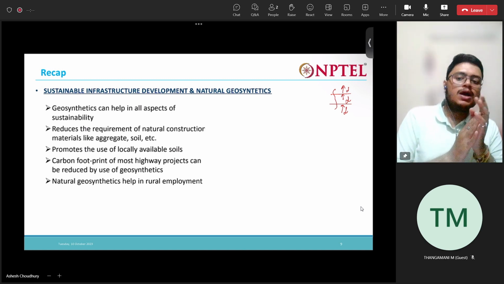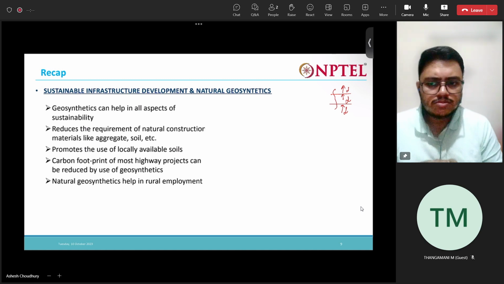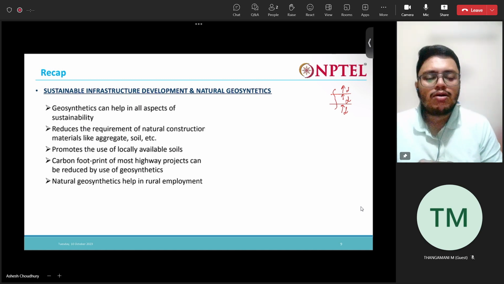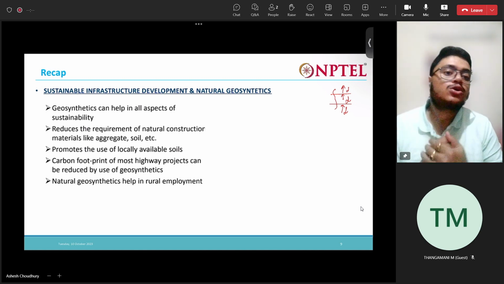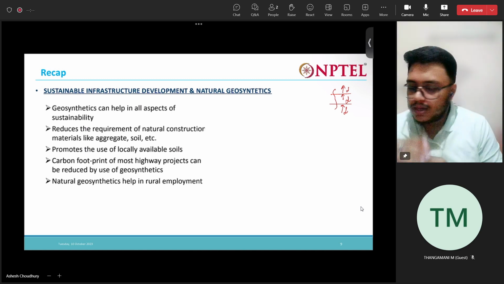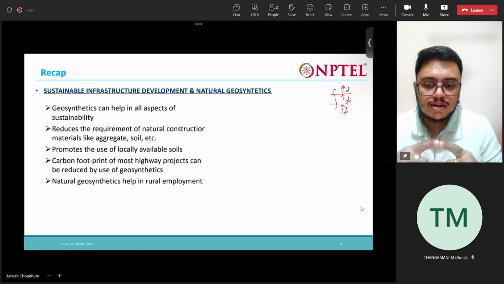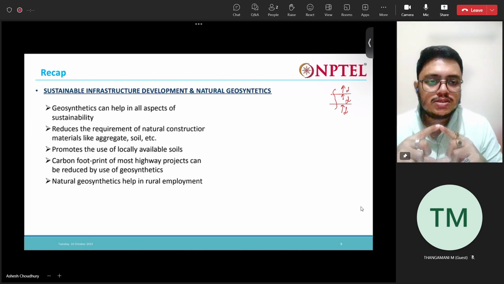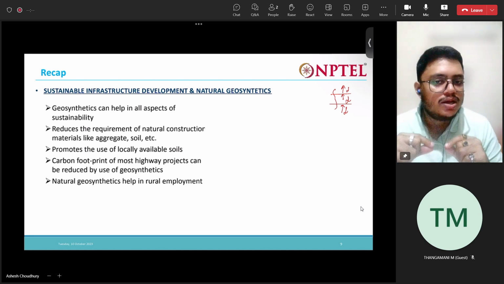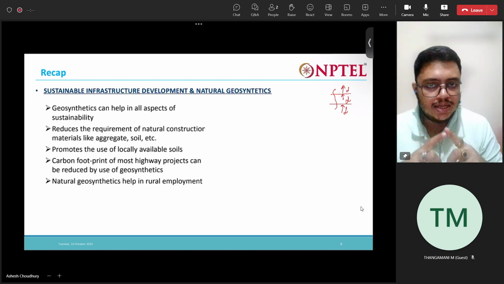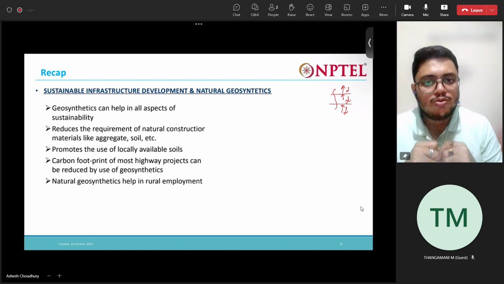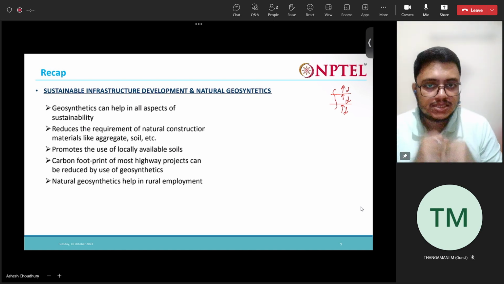So you already saw this, right? If you remember, we had discussed one topic where we saw that with the use of geotextile or geogrid, the thickness of stone aggregate in an unpaved road gets reduced by a large amount.